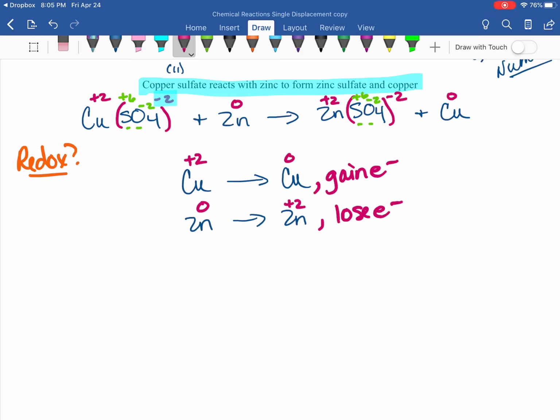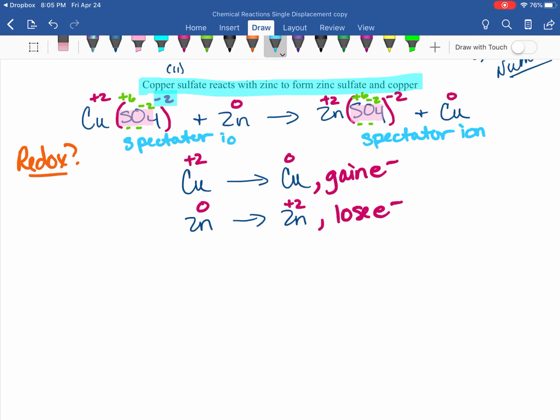And then what's the other one that changes? It's our zinc. We go from zinc at 0 to zinc at +2, and in order to do that, we had to lose electrons. Perfect. Now these are our elements or our species that are involved in the redox. Our sulfur and our oxygen didn't actually change in that sulfate. Sometimes that is called a spectator ion.